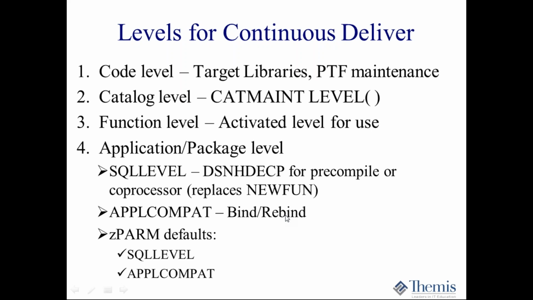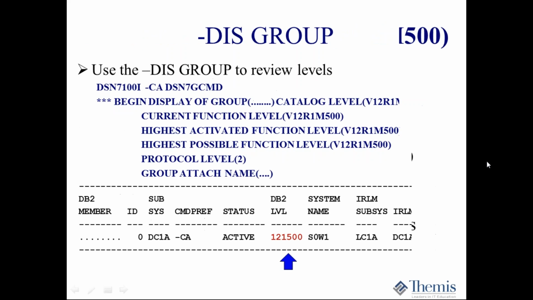Rebind, if you don't specify APPLCOMPAT, remember, picks up whatever the APPLCOMPAT was of the previous bind. So if you have an existing package at version 11, when you rebind and you want it to be able to use the new modification level, you must specify the APPLCOMPAT to override the old entry in SYSPACKAGE when the original bind occurred. So we really need to start thinking about our binds.